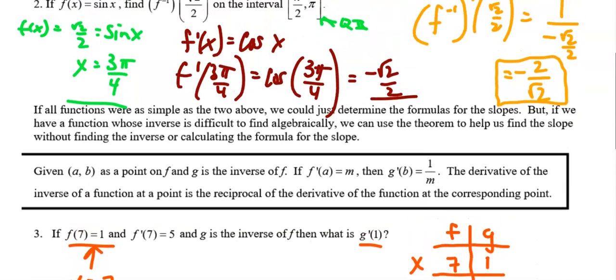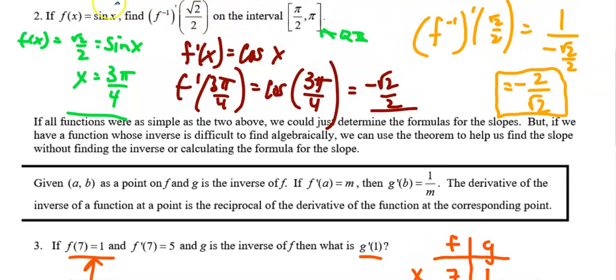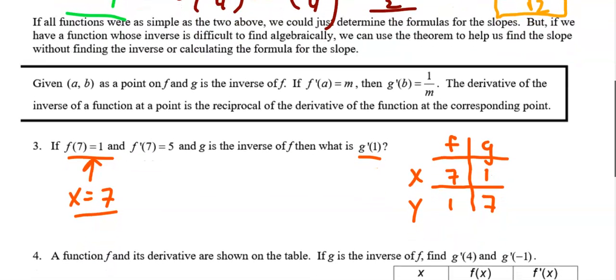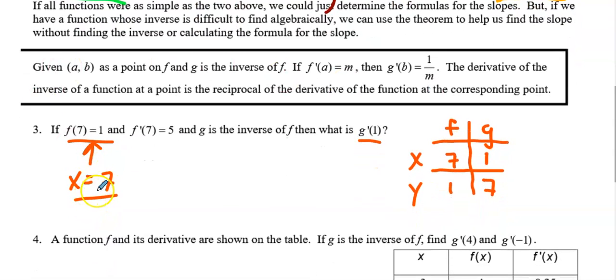And if you're confused by that, what I'm saying is that if I plug in y here, where y is equal to the square root of 2 over 2, I find through my function that my corresponding x is going to be 3 pi over 4. Well, I'm given it here, in example number 3. It's telling me that the x value is 7.